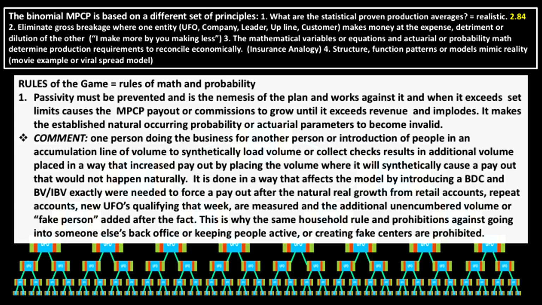It eliminates gross breakage where one entity, the UFO, the company, the leader, the upline, or the customer, makes money or wins at the expense or the detriment or dilution of the other. That's one of the key principles of the program. I make more by you making less. That doesn't happen here. You don't want to do anything that upsets that dynamic equilibrium that's so powerful in the plan. The mathematical variables or equations and the actuarial or probability math determine the production requirements to reconcile economically.